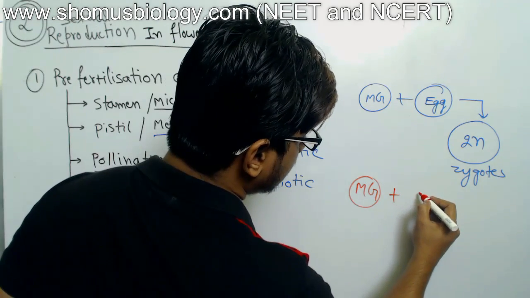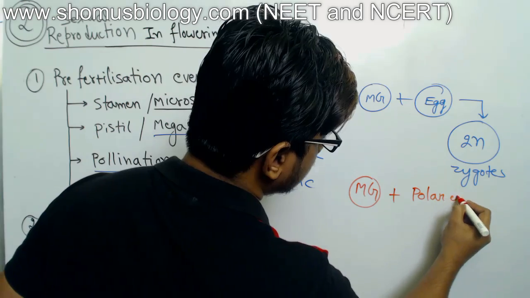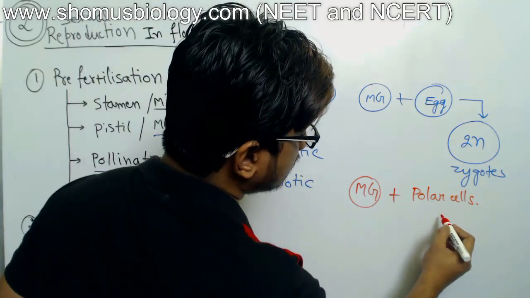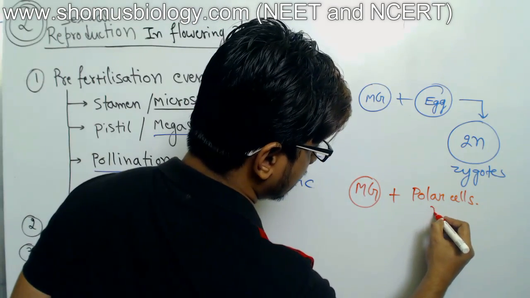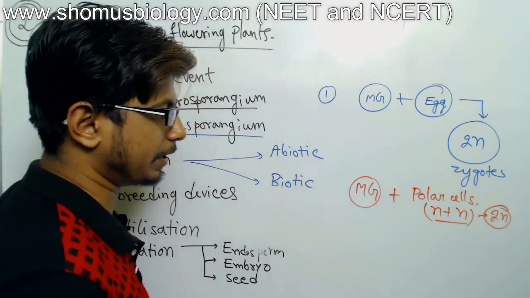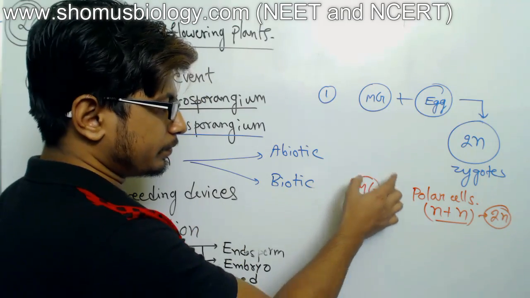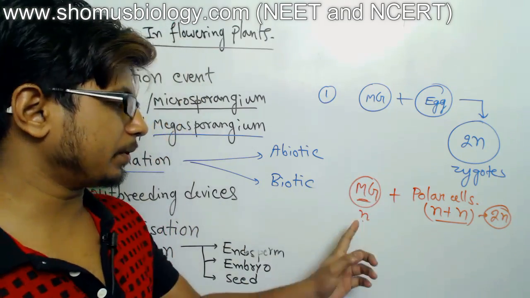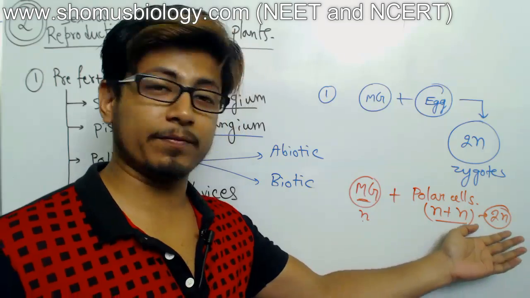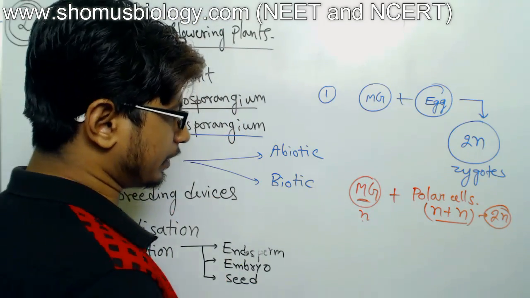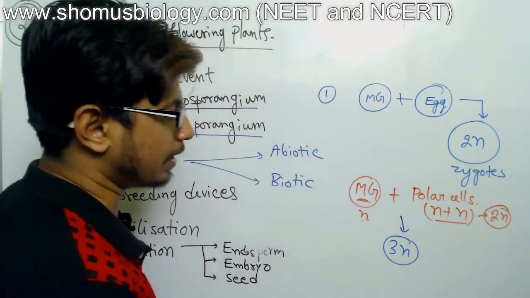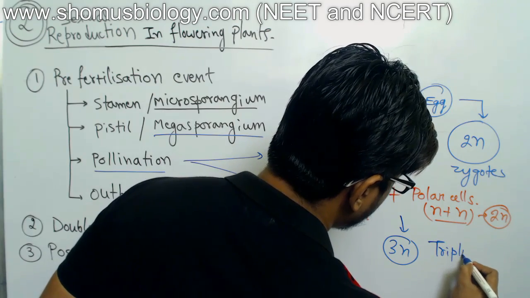The other male gamete will interact with the polar cells, and there are two such nuclei, because polar cells means there are two nuclei present, n plus n. So here is the 2n nucleus that was present. Now the other male gamete with n chromosomes fuses with the 2n chromosome-containing nucleus of the polar cells, and now they will be converted to a 3n chromosome-containing cell known as a triploid cell.